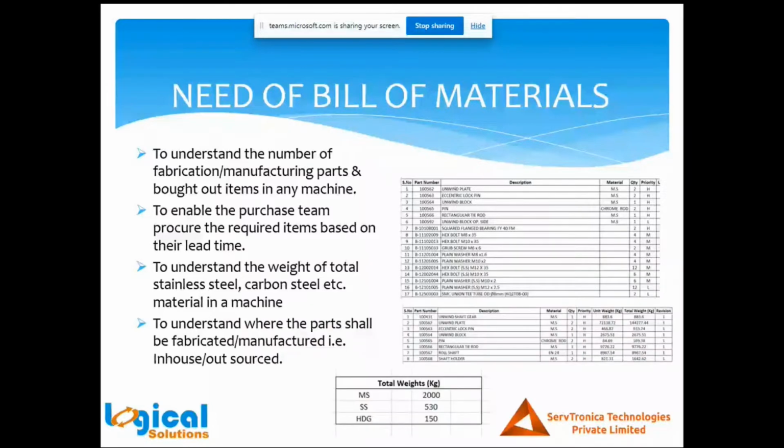To understand what are the items which are required to be manufactured in-house, outsourced, etc. So bill of material becomes a very important, critical component for any manufacturing process, right? Without which it becomes really difficult for any planning or execution process.